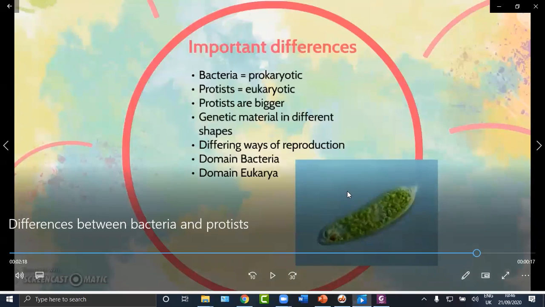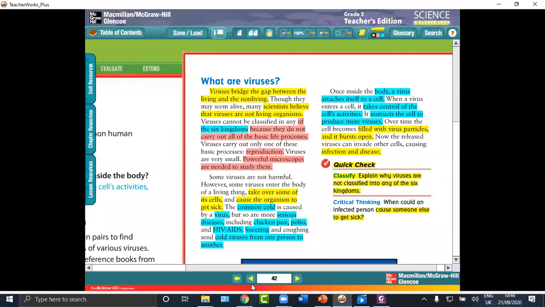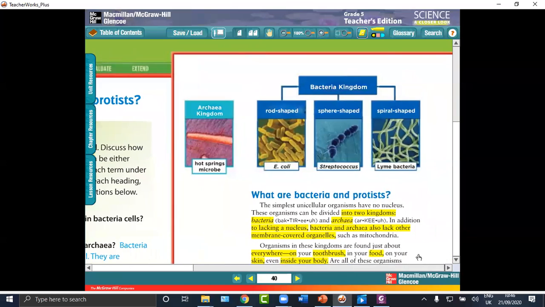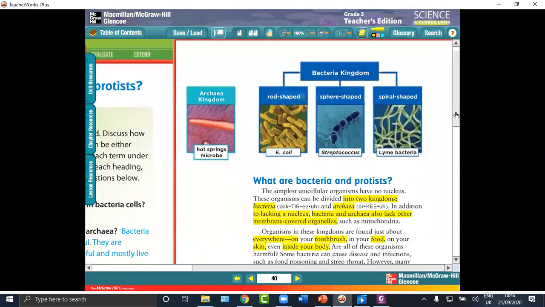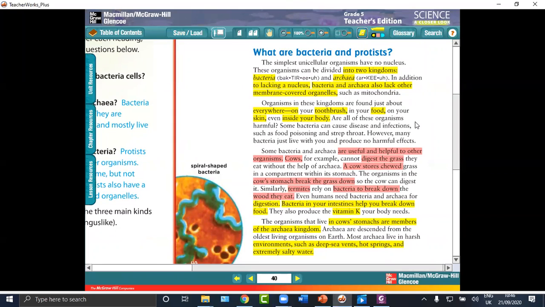Okay, thank you. Now we will move to page 40. Page 40, you can put a highlight. The main idea: there are two kingdoms, bacteria and archaea. Put the highlight. There are two kinds, useful and harmful.